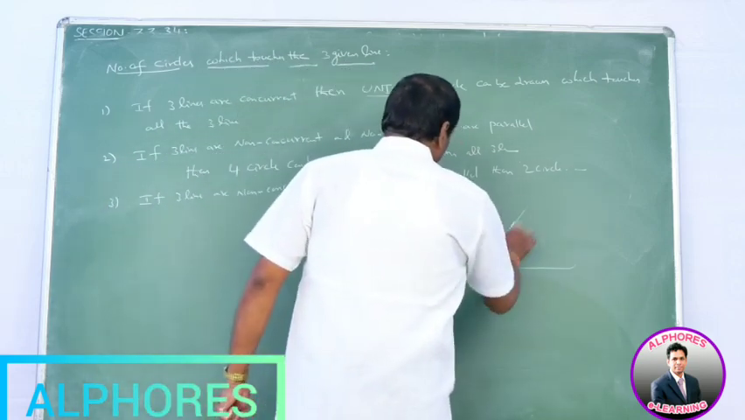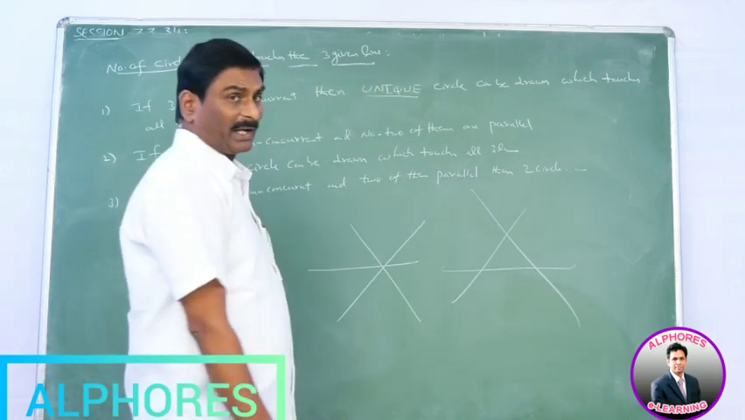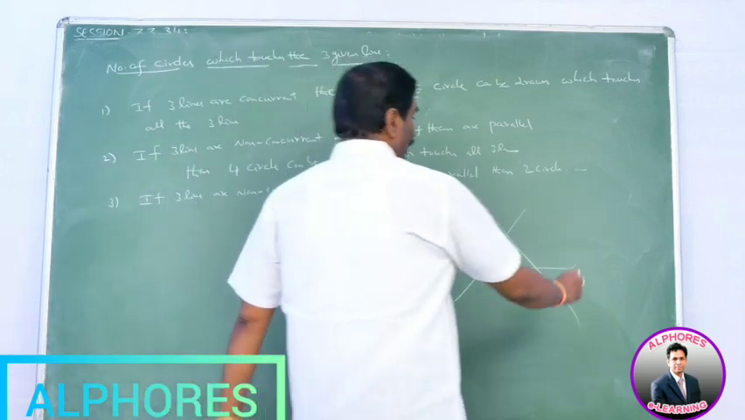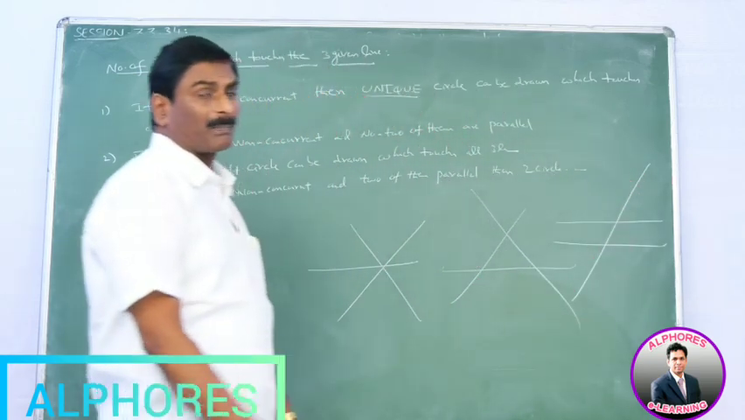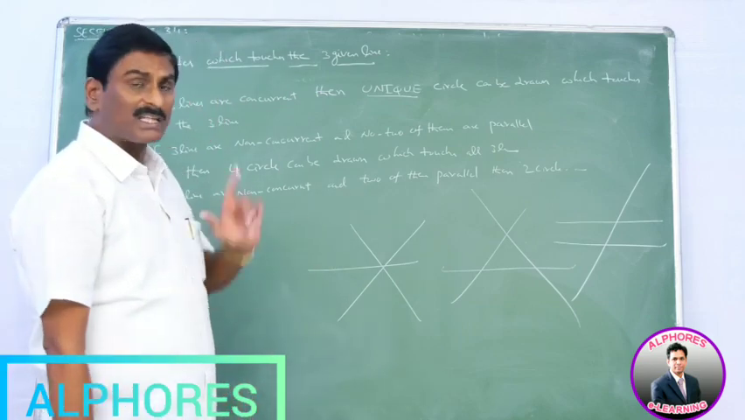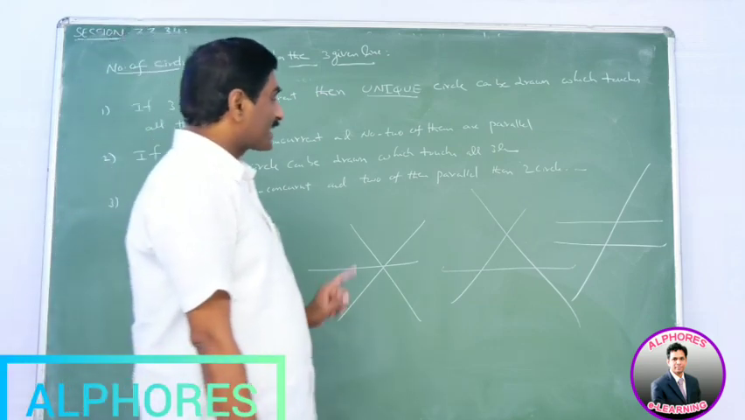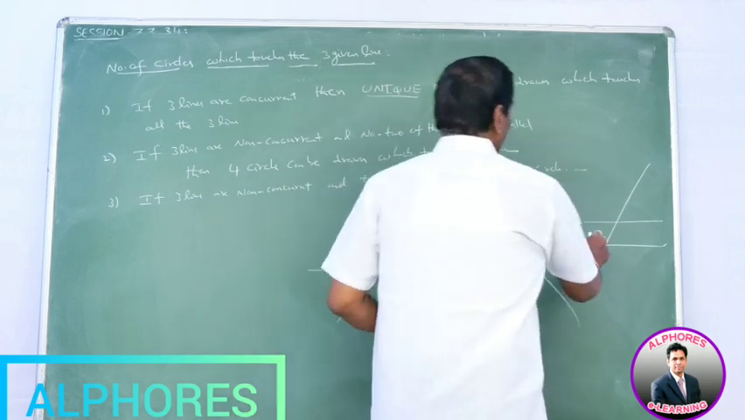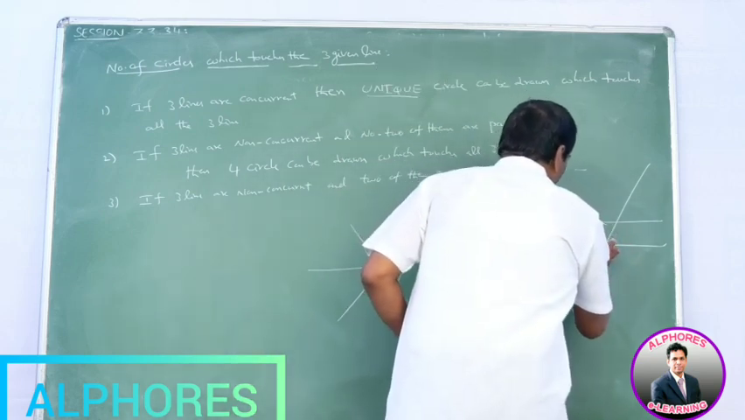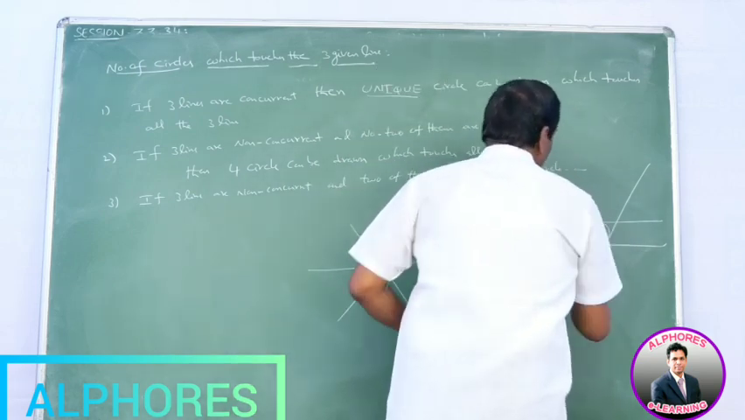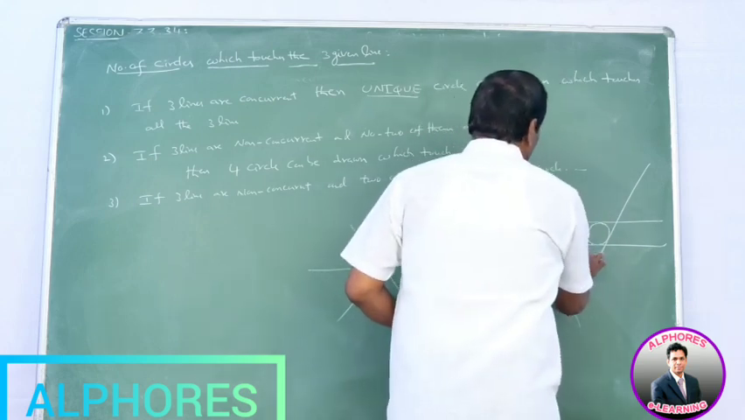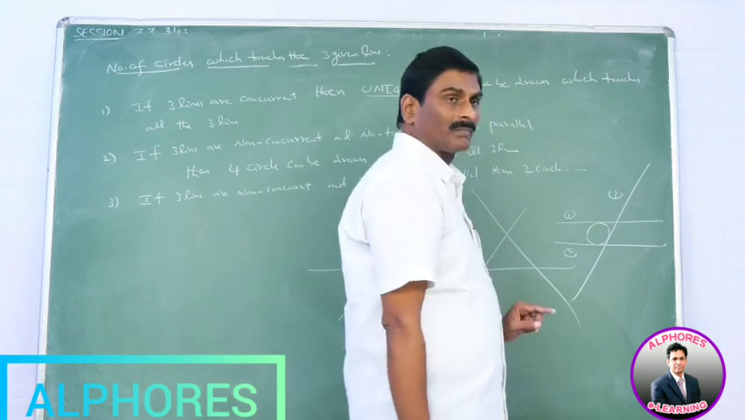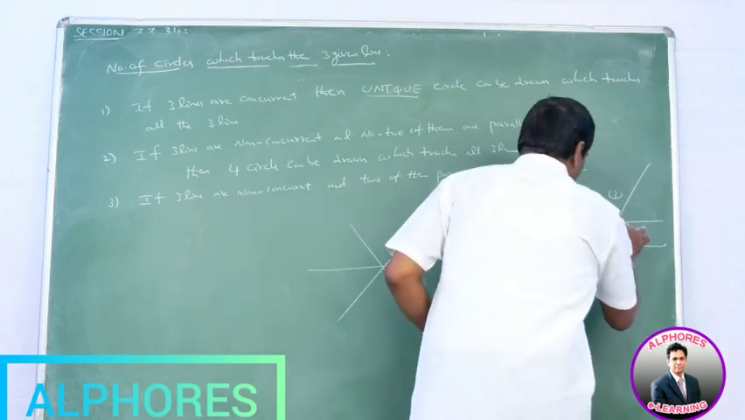Suppose the lines are in this way. No two of them are parallel, no three of them are concurrent. Suppose the lines are in this way. In this case, one circle is here, and it touches all the three lines. Suppose one of the circles is here. This circle touches the first line, second line and third line. Here, another circle is also possible.